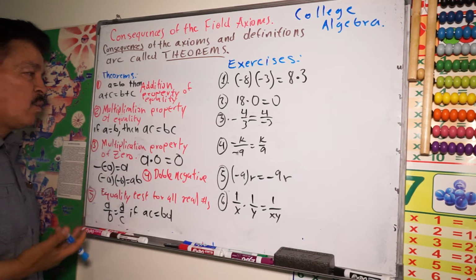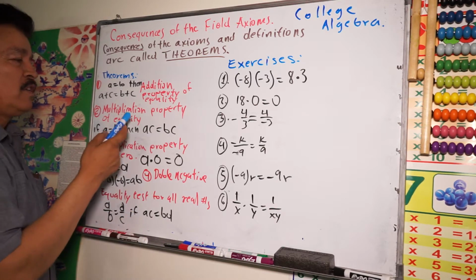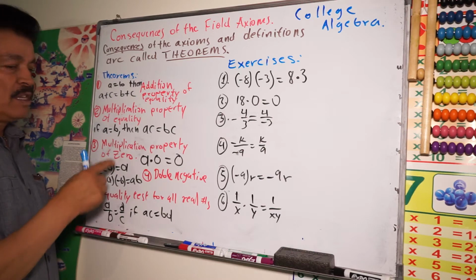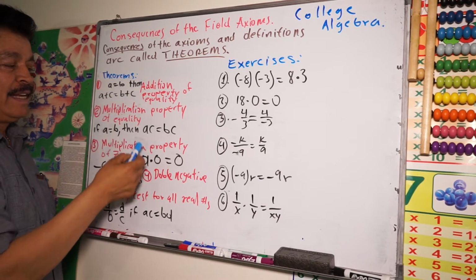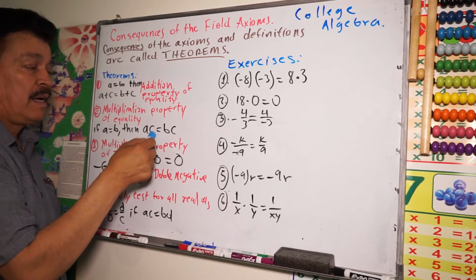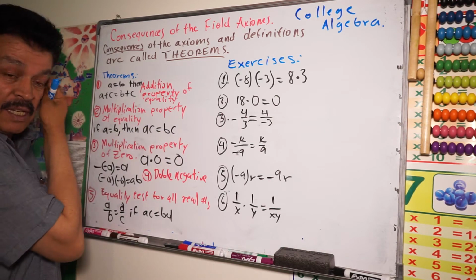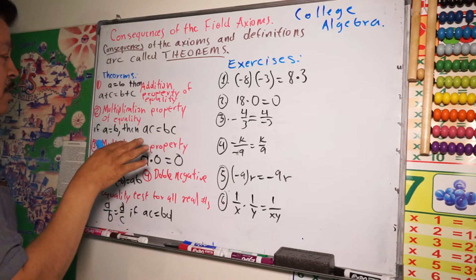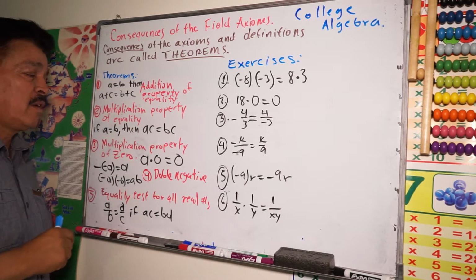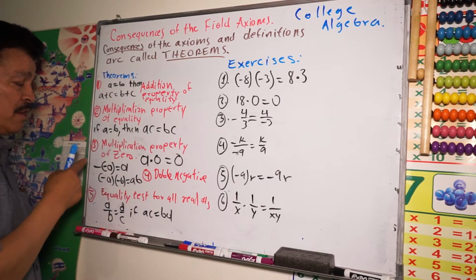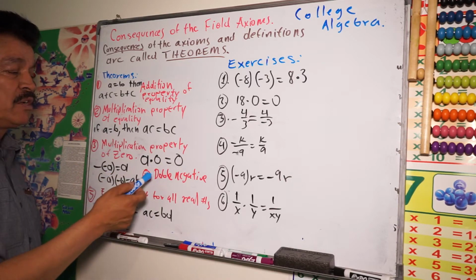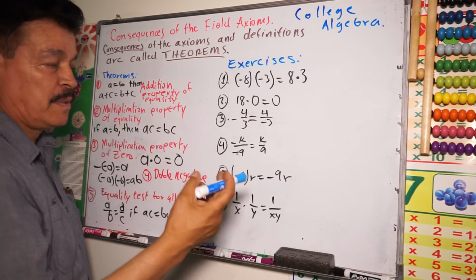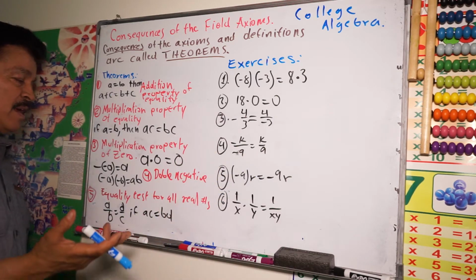The second theorem is the multiplication property of equality. For example, if a equals b, then a times c equals b times c. This is called the multiplication property of equality. The third one is the multiplication property of 0. When you multiply, for example, a times 0 equals 0, or 0 times a equals 0.